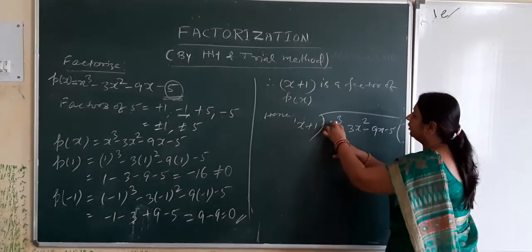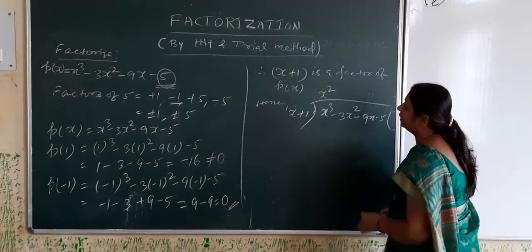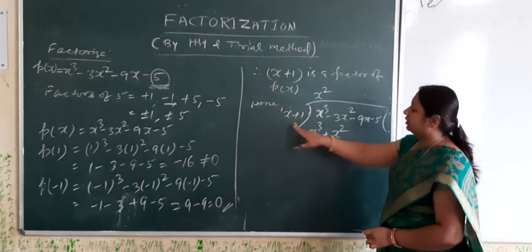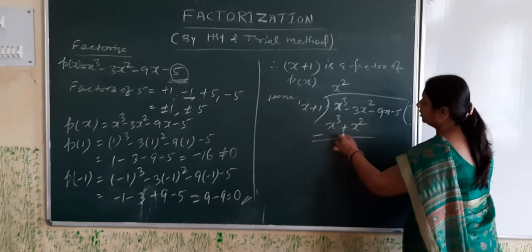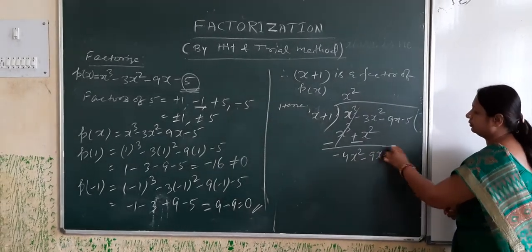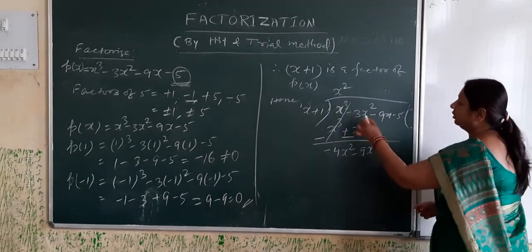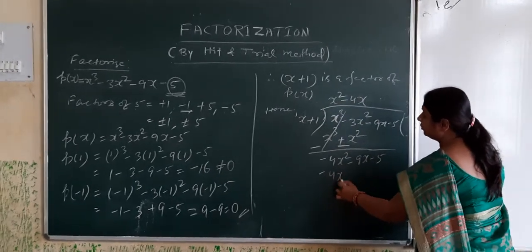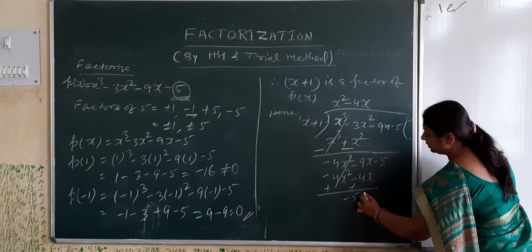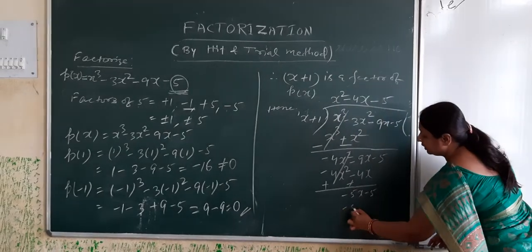To get x cube, what do we require to multiply x by? X square. So, come to division method. X cube plus x square. Now, subtract, change the sign. Minus 4x square minus 9x. To get minus 4x square, what should be multiplied by x? Minus 4x. So minus 4x square minus 4x. Change the sign. Minus 5x minus 5. Now, to get minus 5x, we multiply x by minus 5. So minus 5x minus 5.